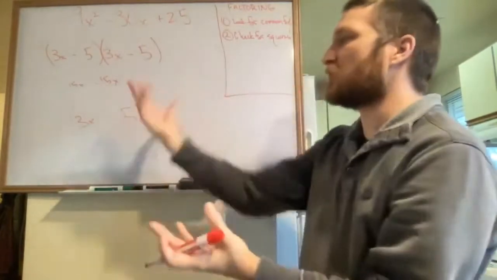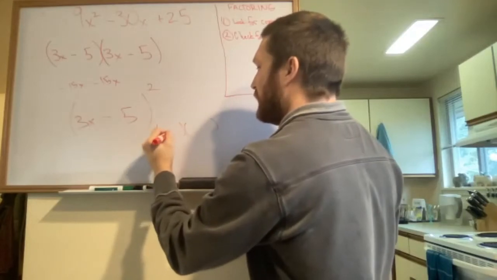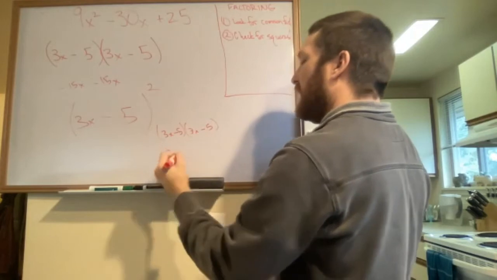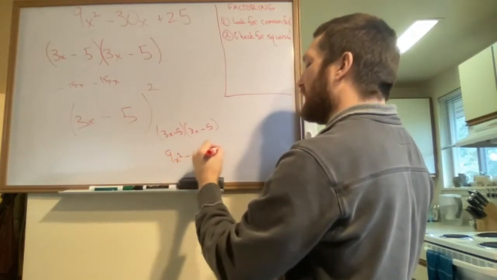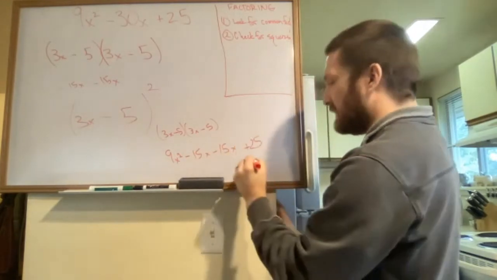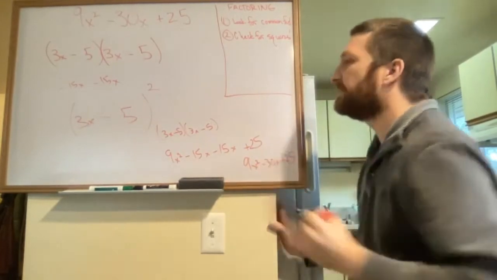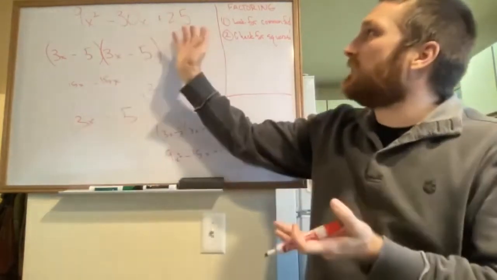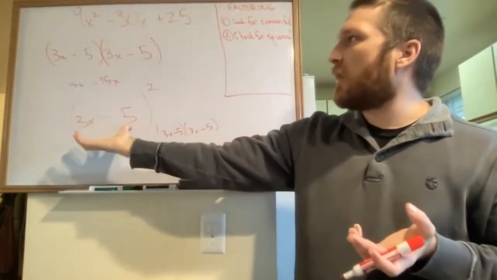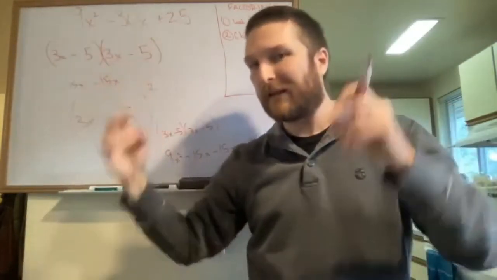And so then we just square it out and check ourselves: first, outer, inner, last. 3x minus 5 and 3x minus 5. First gives me 9x squared. Outside gives me minus 15x, another minus 15x from the inside, finally plus 25. And that does give me 9x squared minus 30x plus 25. So if you identify that it's a square, just check it and see if it works. Otherwise, you're going to have to go through the reasoning like we did with unfoiling.